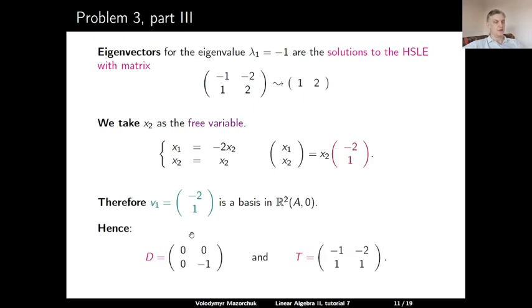So the diagonal form is a diagonal matrix with our eigenvalues 0 and -1 on the main diagonal. And the transformation matrix has as the first vector the vector -1, 1, which is the eigenvector for the eigenvalue 0, which is the first diagonal element. And the second column in the transformation matrix is -2, 1, which is the eigenvector for the eigenvalue -1, which is the second diagonal element.